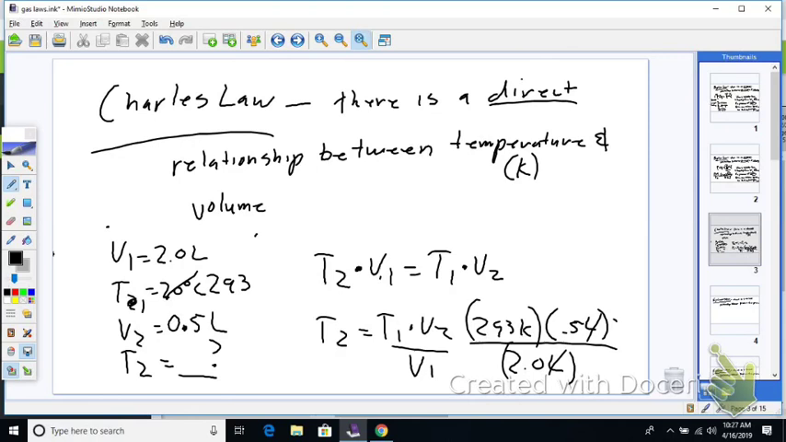73, right? 73 Kelvin. That would be a minus 200 degrees Celsius. So to reduce the volume, it would be a minus 200 degrees Celsius. That's like the temperature of nitrogen, liquid nitrogen. Okay? So 73 Kelvin. Any questions?